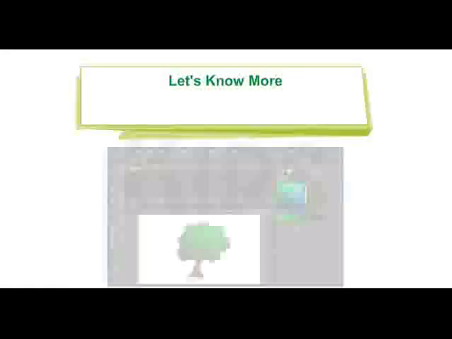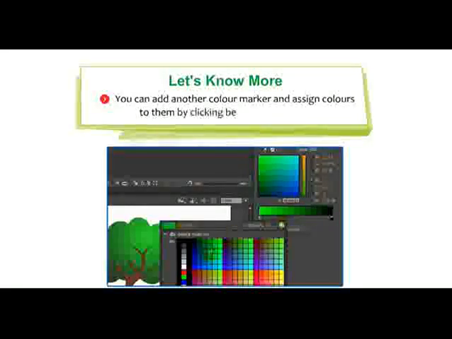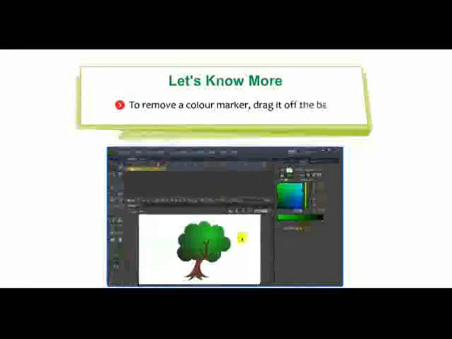Students, let's know more. You can add another color marker and assign colors to them by clicking below the gradient bar. To remove a color marker, drag it off the bar.